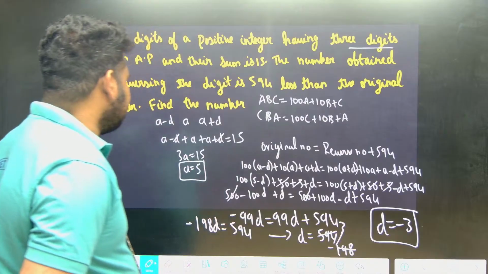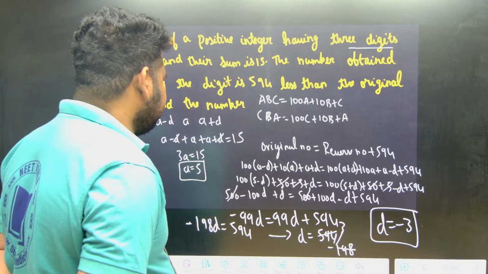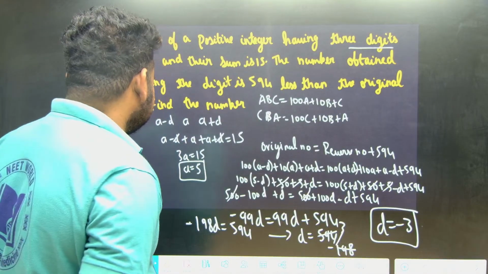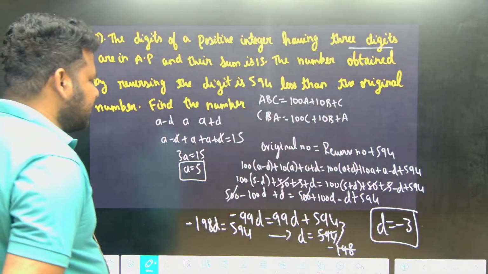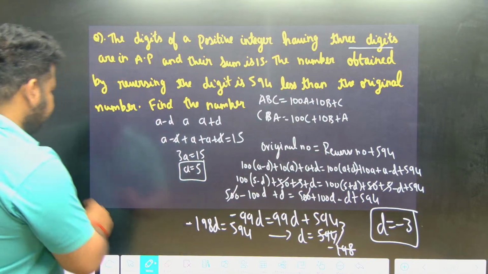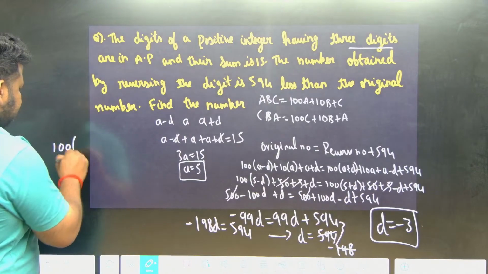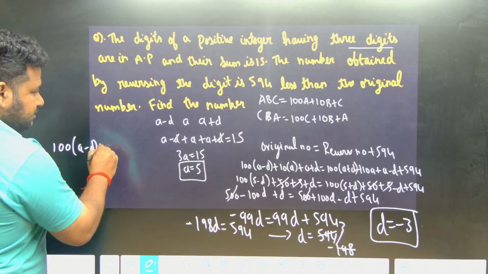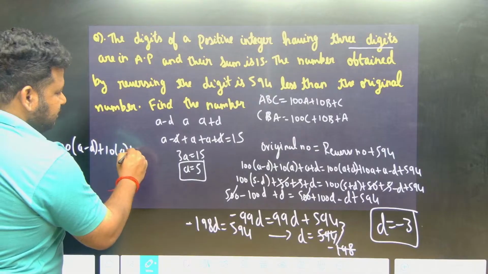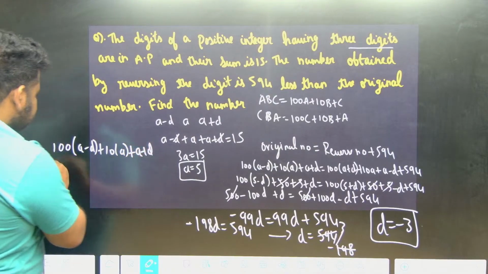What will be the original number? So see here, we got d is equal to minus 3. So the original number will be 100 into a minus d, plus 10 into a, plus a plus d.